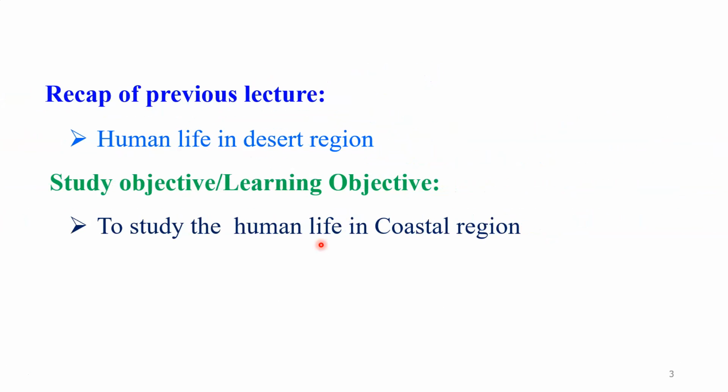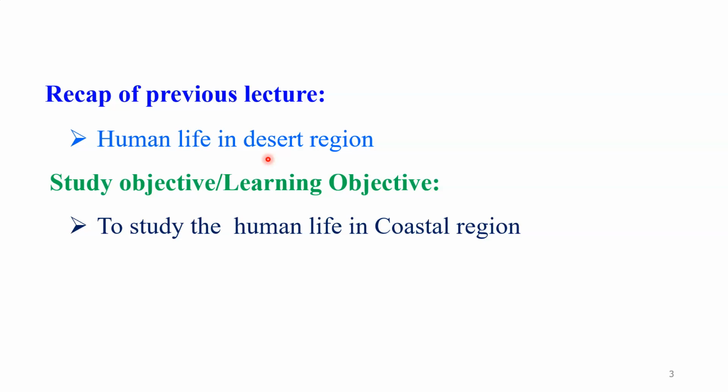Before that, let's see what we had discussed in our previous lecture. We already discussed human life in the desert region. I mean, where the desert regions are in the world, and their physiography, soil, and climate. Then we discussed the animal life, the vegetation, and the important human occupations that we observe in the desert region. Lastly, we discussed the problems that the desert region is facing today.